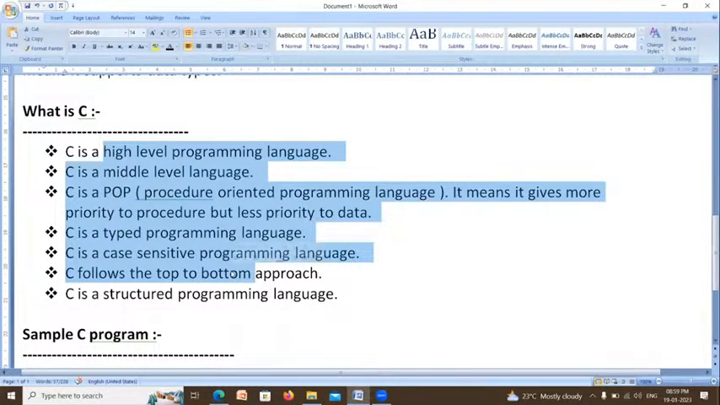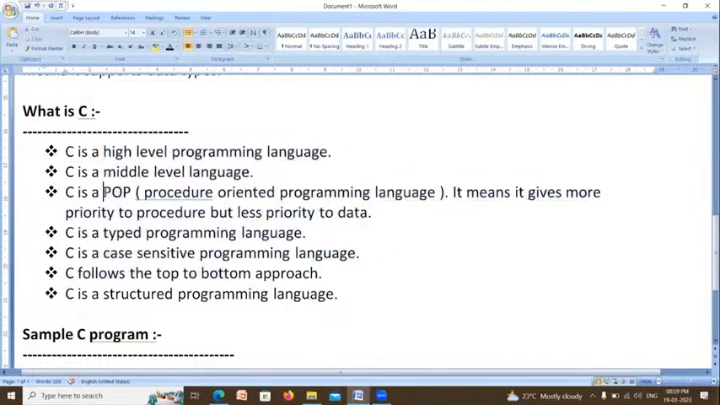Whereas Java is executed from bottom to up. Whereas C++ is also executed from bottom to up. All object-oriented programming languages are executed from bottom to up. All procedure-oriented programming languages are executed from top to bottom. Clear?